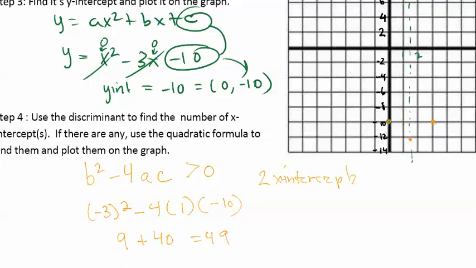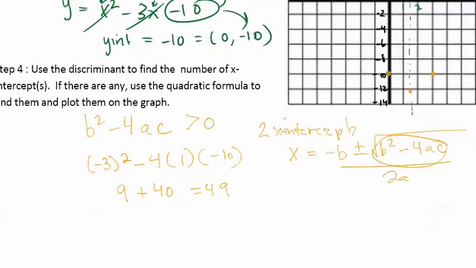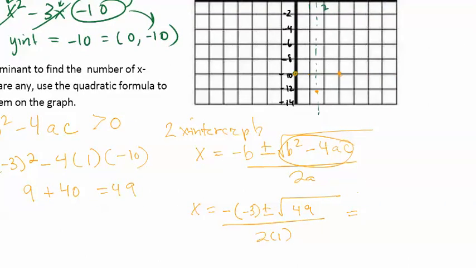So let's now use the quadratic formula to find them. We know that x is equal to -b plus or minus the square root of b squared minus 4ac, all divided by 2a. And we've already found the b squared minus 4ac, so let's put everything else into our equation. x equals -(-3) plus or minus the square root of 49, all divided by 2 times 1. Okay, so now let's simplify this. So -(-3) will be a positive 3, plus or minus the square root of 49, which is 7. And 2 times 1 is 2, right?